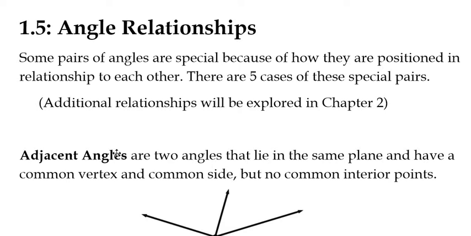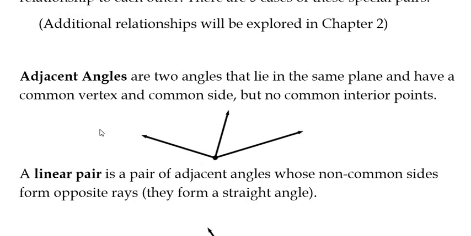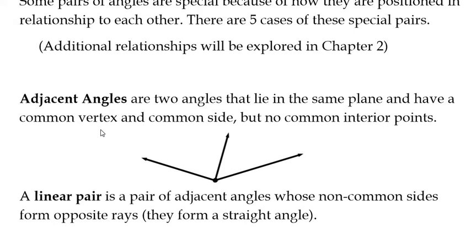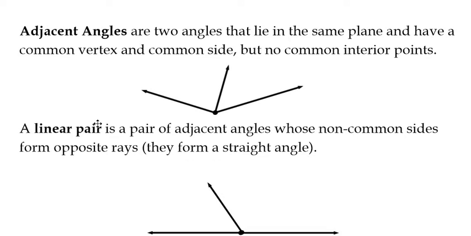Alright, as it's stated here, some pairs of angles are special because of how they are positioned in relationship to each other. You're going to see when we get into chapter 2, when we talk about lines cut by a transversal, that there's other relationships there. The first type of angle relationship are adjacent angles. There are two angles that lie in the same plane and that have a common vertex and common side, but no common interior points.